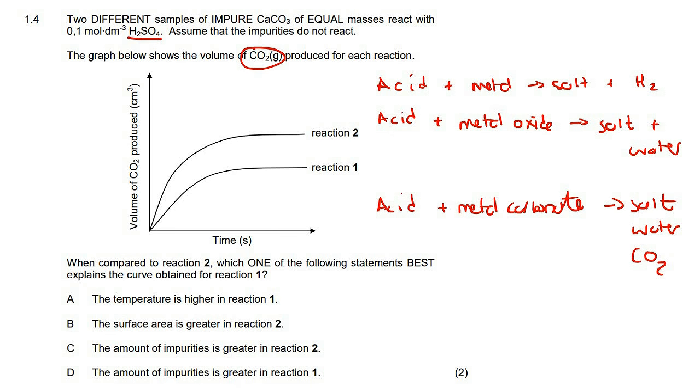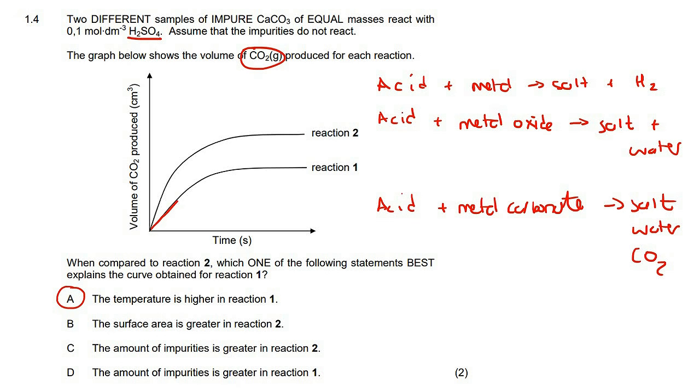Okay. So two different samples of equal mass. When compared to reaction number 2, which one of the following statements best explains the curve in reaction 1? Okay, so they use equal mass of calcium carbonate. So let's see. Is the temperature higher in reaction 1? No. I mean, a larger temperature would make it go faster.